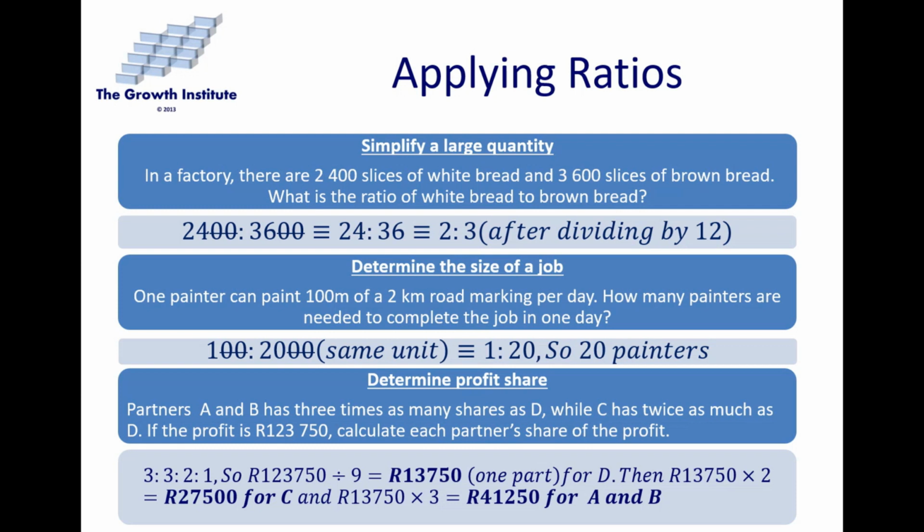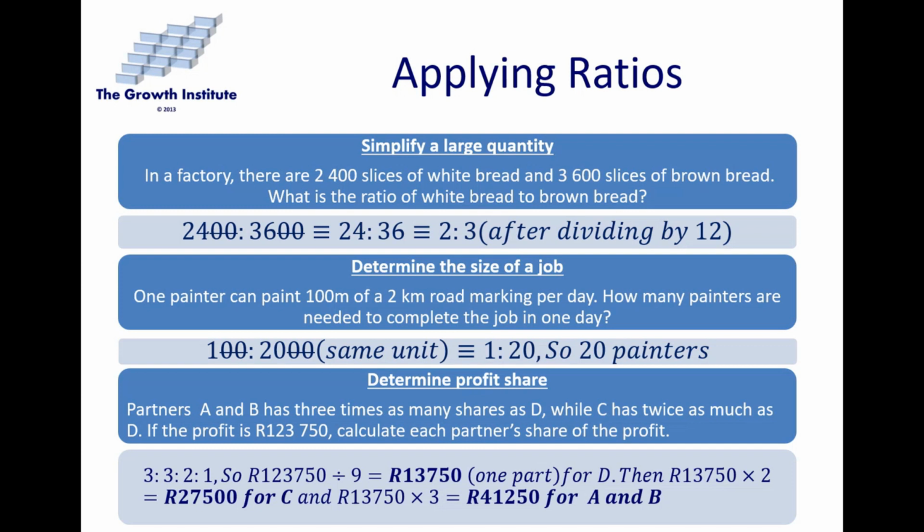Okay, so if those 9 parts add up to 123,750, and we divide that total by 9, we get 13,750. That is 1 part. And we know that D has 1 part, so we know that D gets 13,750 Rand.